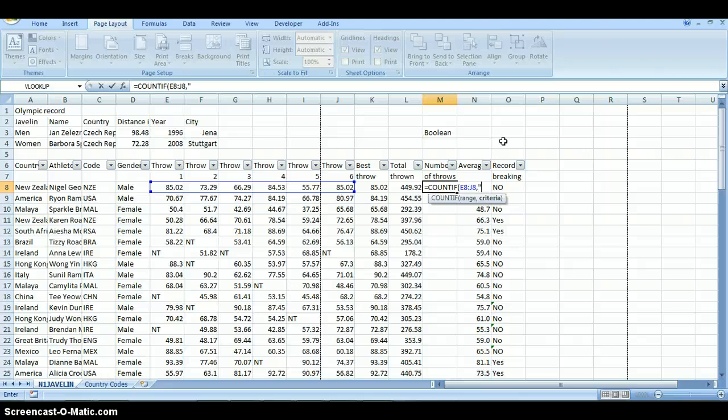Sorry, first of all, I need to put in speech marks, followed by the less than symbol and the greater than symbol. And those two put together basically mean not include. Not include NT. I'm going to put that in caps just to keep it neat. Close my speech marks and close my brackets. So let's just look over that again. What I'm saying is count everything in E8 to J8 not including NT.